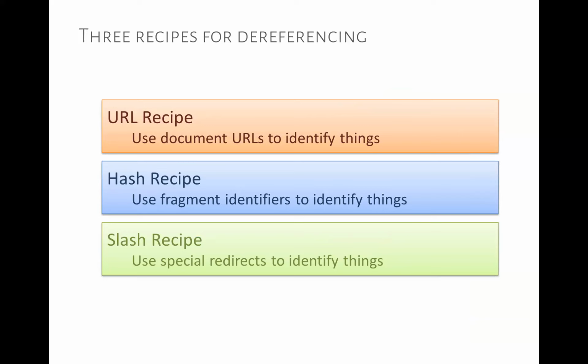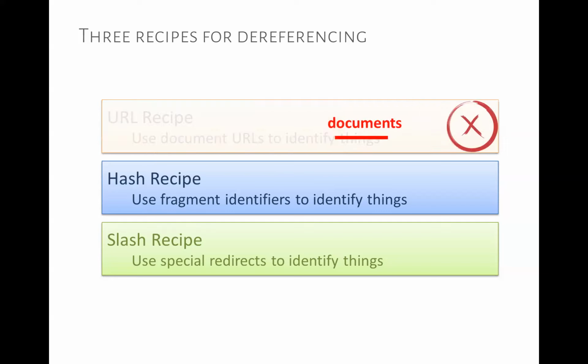Okay, so the second option is the hash recipe. The idea is we're going to use something called a fragment identifier to identify things. And this is conceptually pretty straightforward. So the first recipe we're going to rule out. We're only going to use the URL recipe in the case of documents, nothing else. We can still use the URL recipe if we want to describe a document, but not the thing the document describes. So the second recipe, the hash recipe, uses a fragment identifier to identify things.